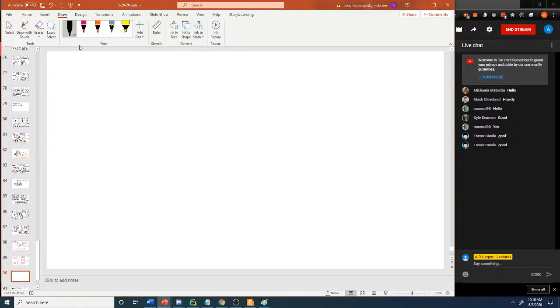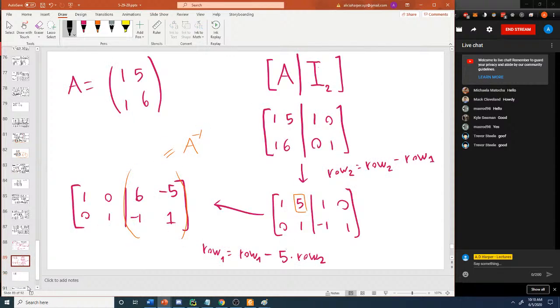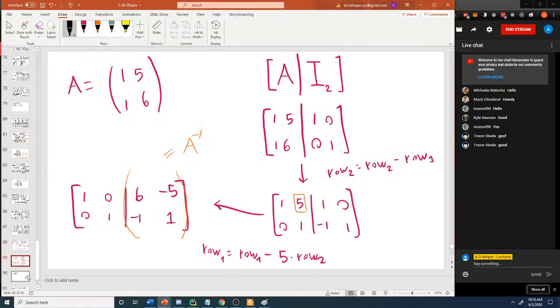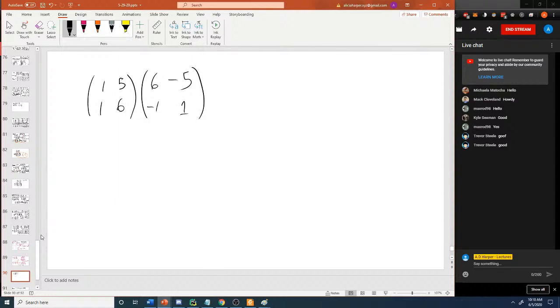So we have 1, 1, 5, 6, and we can multiply it through by 6, negative 5, negative 1, 1, and we'll see what happens. Well, actually let me do this the way I usually do it, so align things nicely. Take this, pull it down here, and go through the process of computing the matrix multiplication.